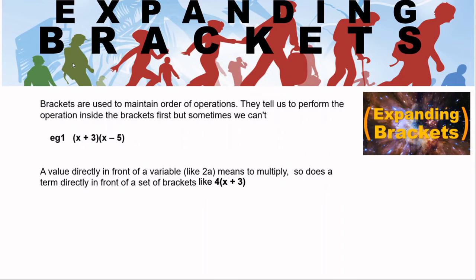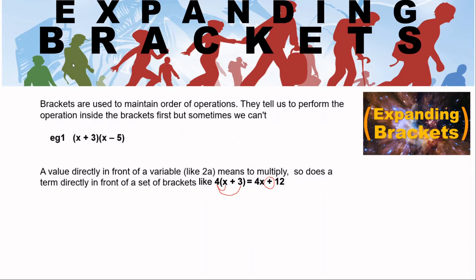Now, this example is very similar to the examples we saw in our previous lesson on expanding brackets. When you've got a term directly in front of a set of brackets and you can't work out the result of what's inside the brackets first, you have to remember that that term out front is multiplying by both of the terms inside the bracket. So we'll do 4 times the x, and we will do 4 times the 3. 4 times x is 4x, and 4 times 3 is 12. And it's really important that we don't forget the plus or minus sign that belongs in between these terms.